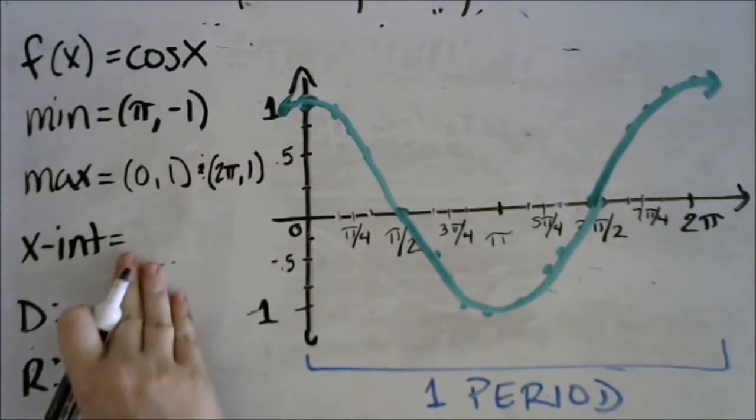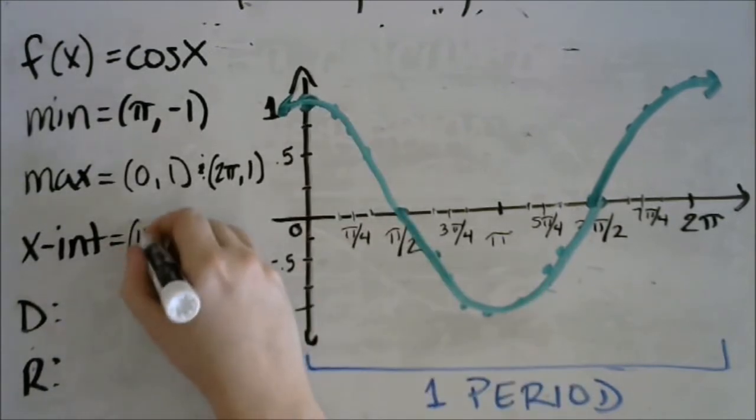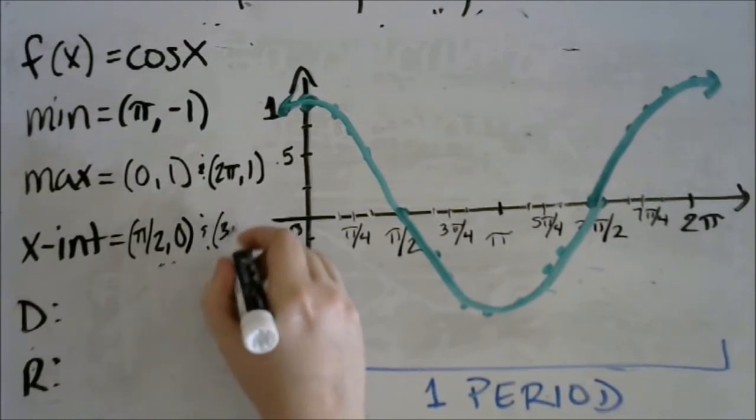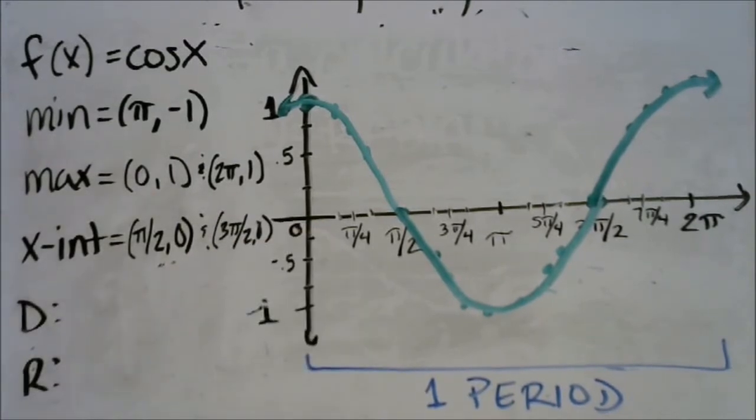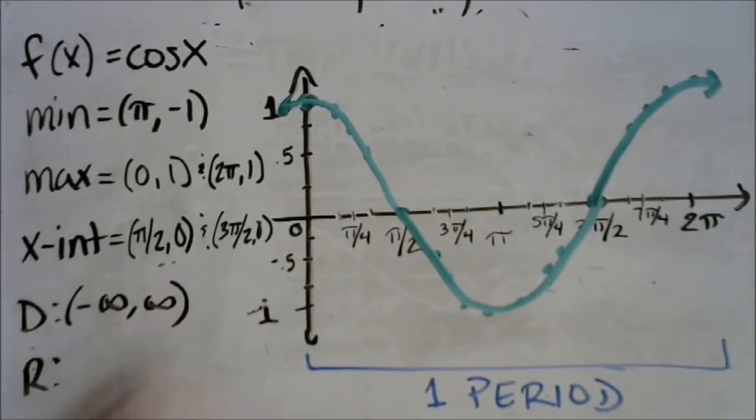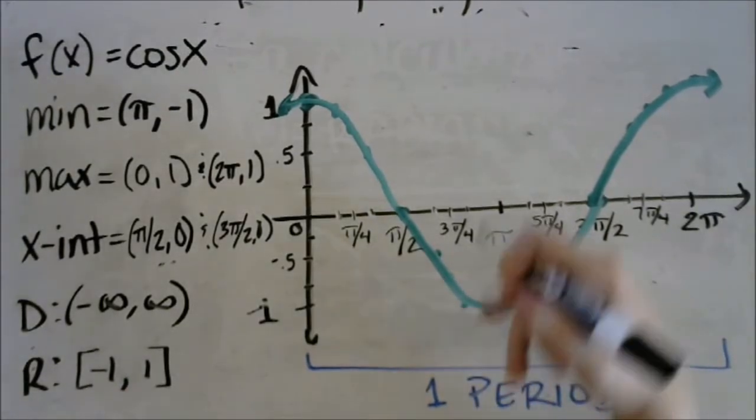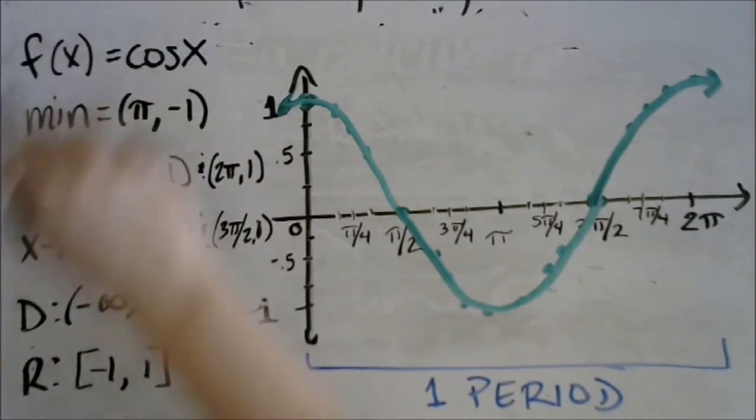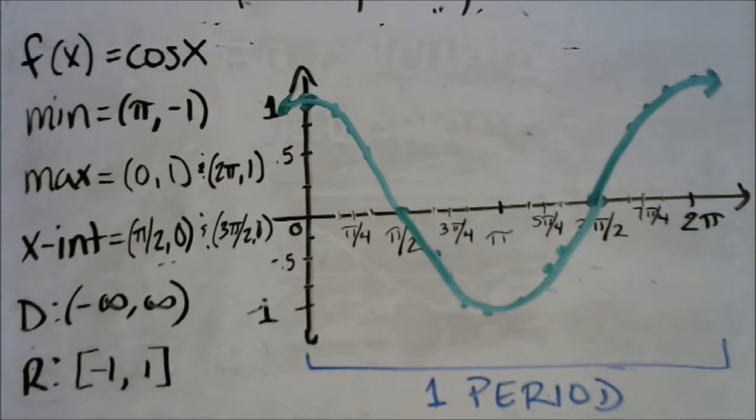Cosine has two x-intercepts in its first revolution, pi halves, comma 0, and 3 pi halves, comma 0. And its domain, just like sine, is infinite, meaning all real numbers can be input into the cosine function. However, its range is restricted in the same way that sine's range is. Cosine will only achieve values from negative 1 to positive 1. Take a picture. This is considered formulaic knowledge of cosine.